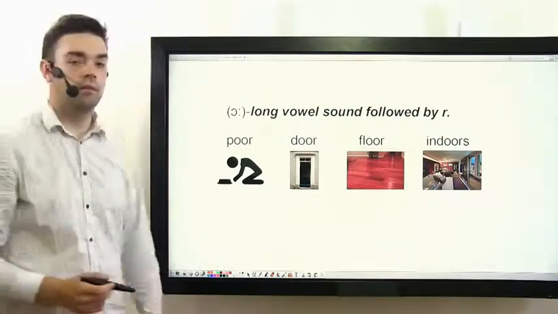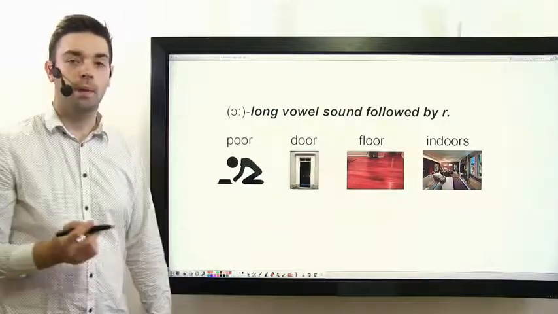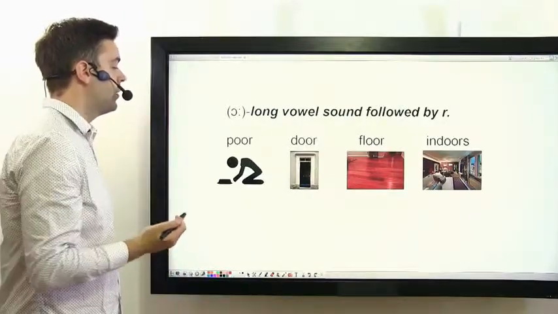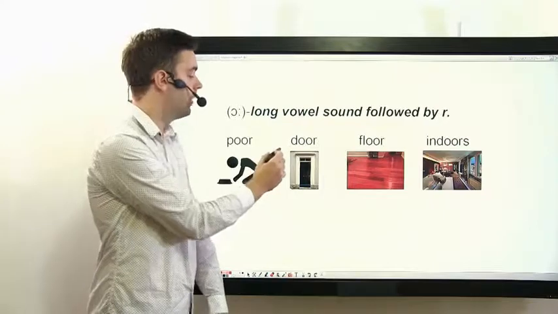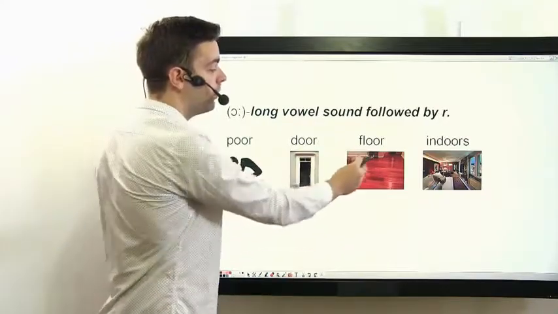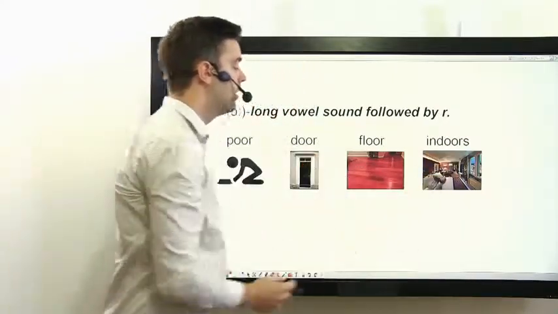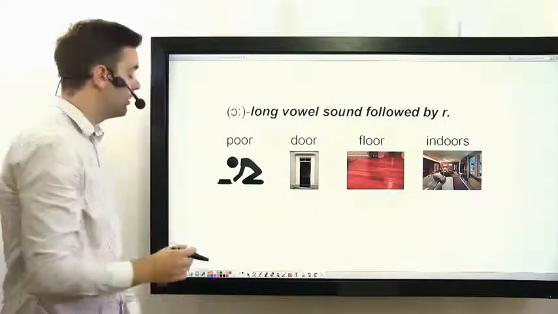We can also get long vowel sounds followed by an R. So we get paw, door, floor, indoors. So this one's an or noise.